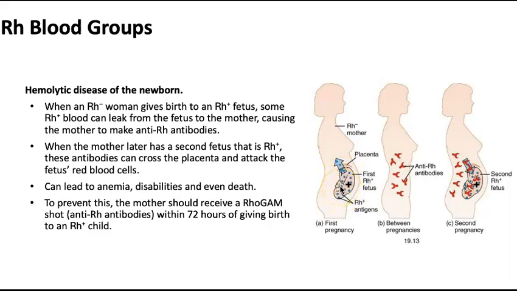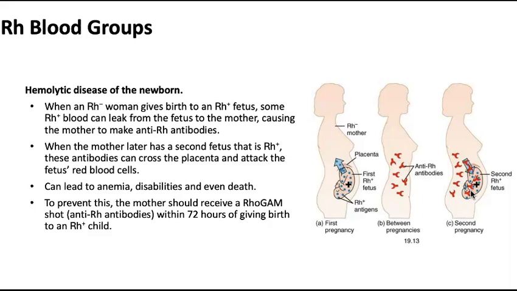Now, some of that Rh positive blood can leak from the fetus to the mother, and it could cause the mother to create anti-Rh antibodies. When the mother later becomes pregnant again, presumably with someone who has Rh positive blood again, and the second fetus is Rh positive as well, the woman's anti-Rh antibodies will then attack the fetus. This can lead to anemia, disabilities, and even death.